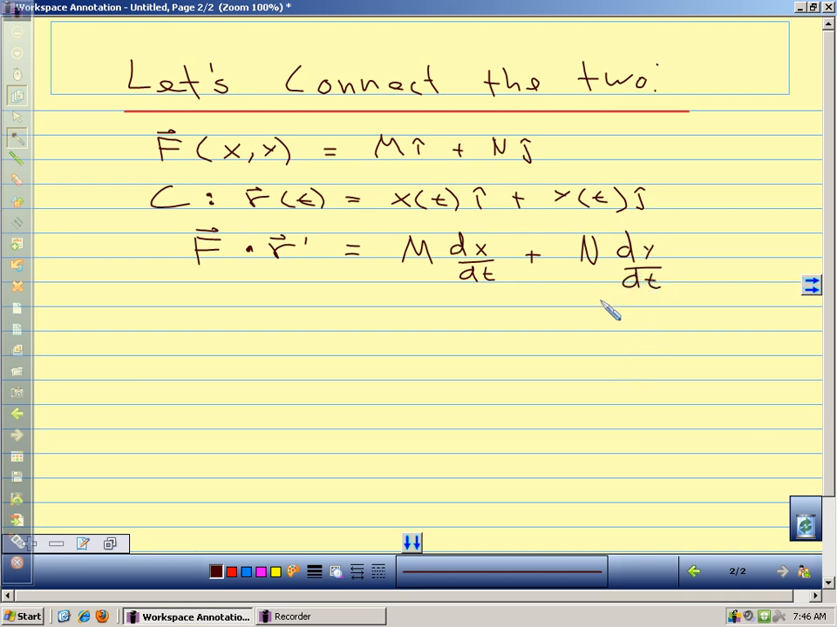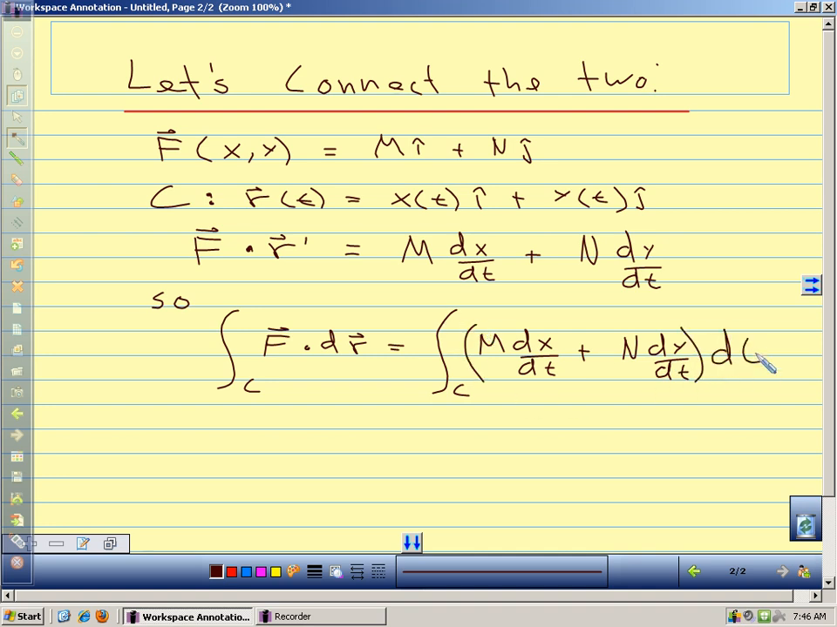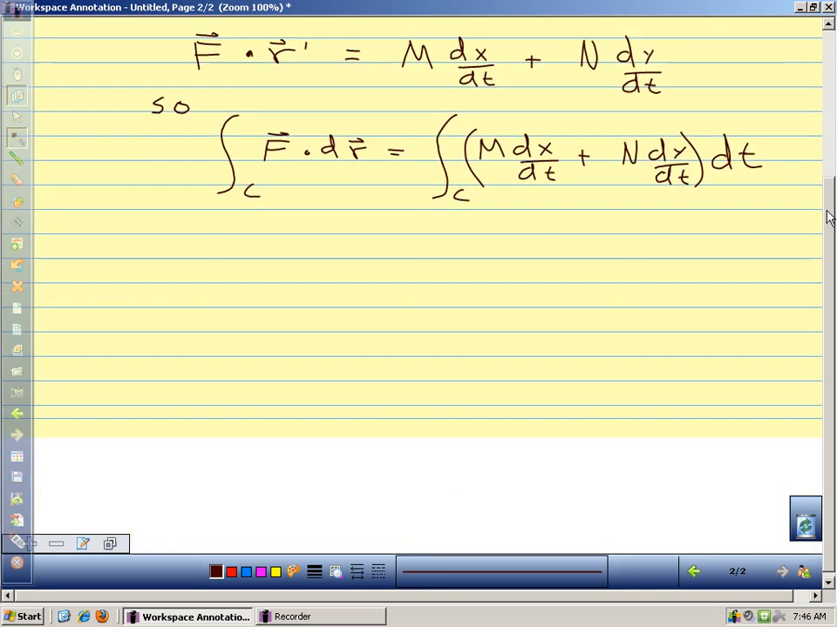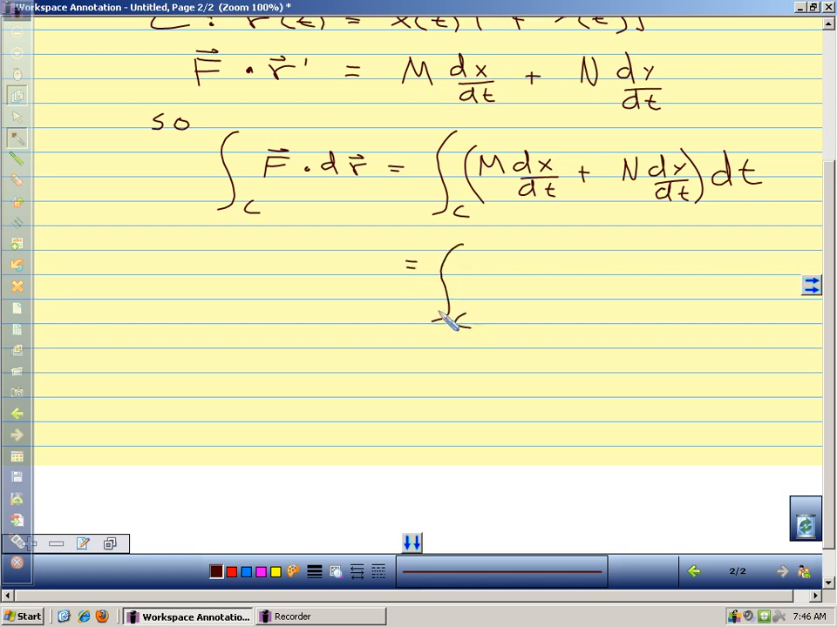When we take our dot product and then our integral, so when we do our line integral, the integral along C of F dot dr is going to be the integral along our curve of M dx/dt plus N dy/dt times dt, and that just simplifies to the integral along our curve of M dx plus N dy.